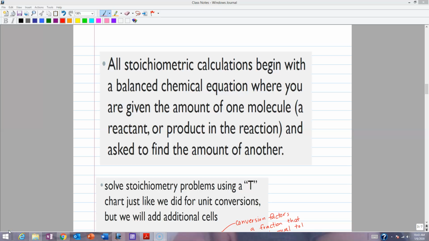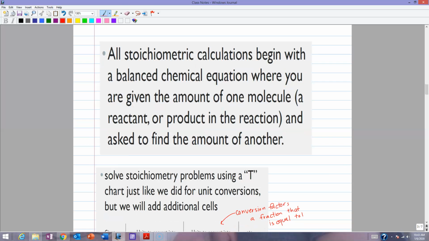All stoichiometric calculations are going to begin with a balanced chemical equation. And this is where you're going to be given the amount of one molecule, either a reactant or a product in the reaction, and asked to find the amount of another molecule.